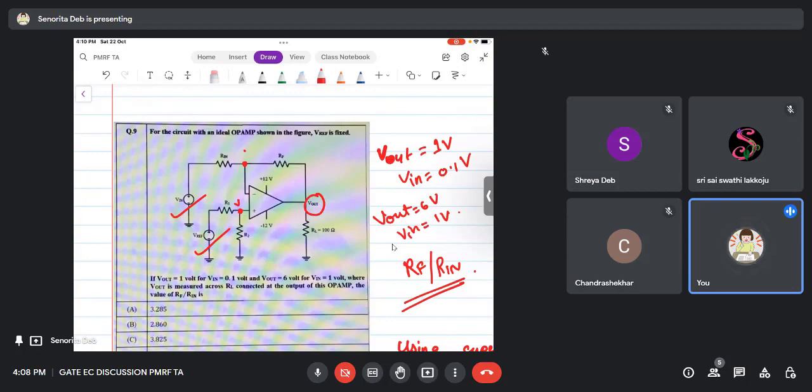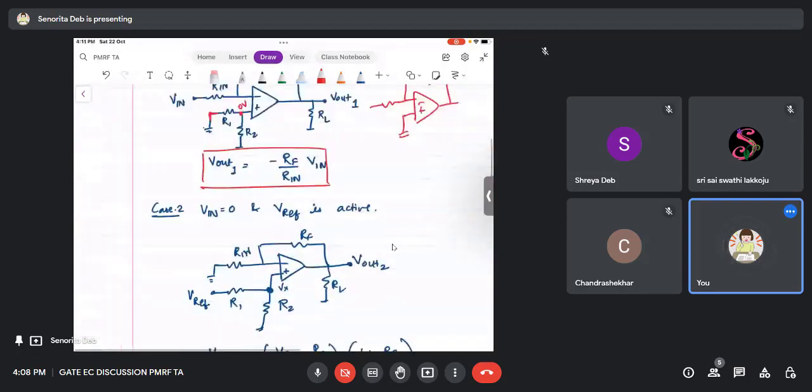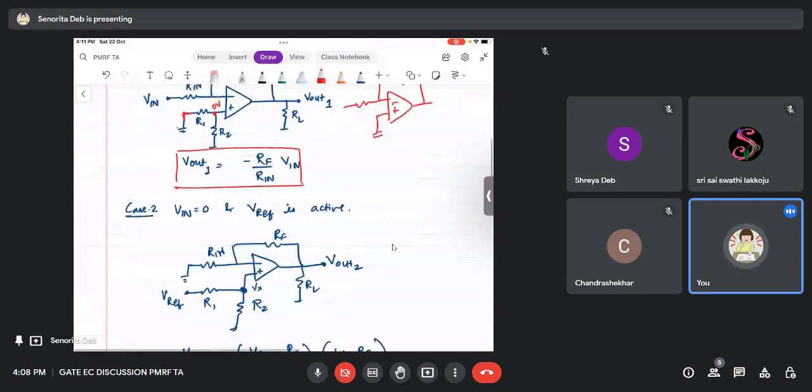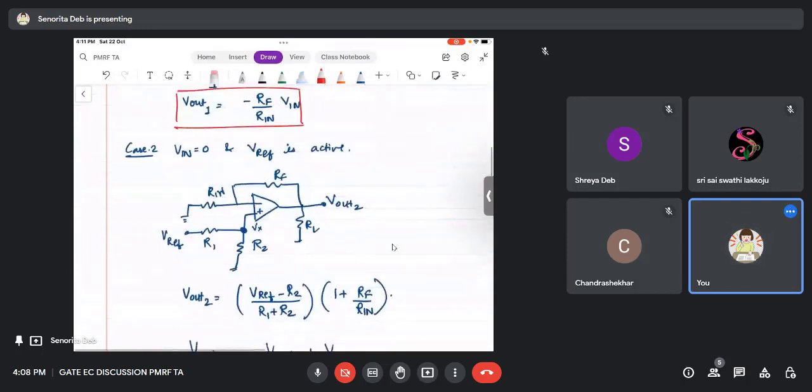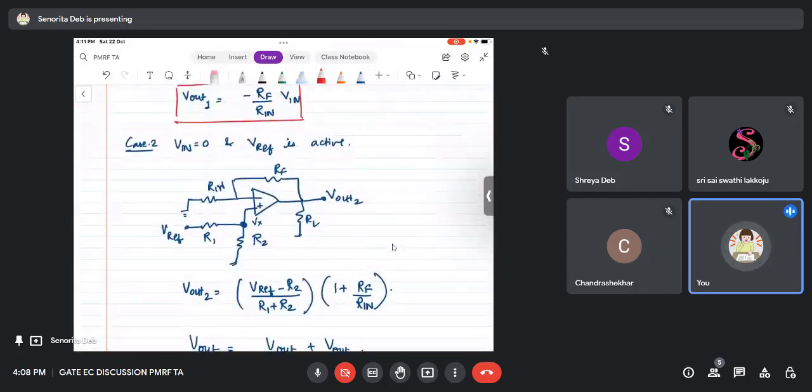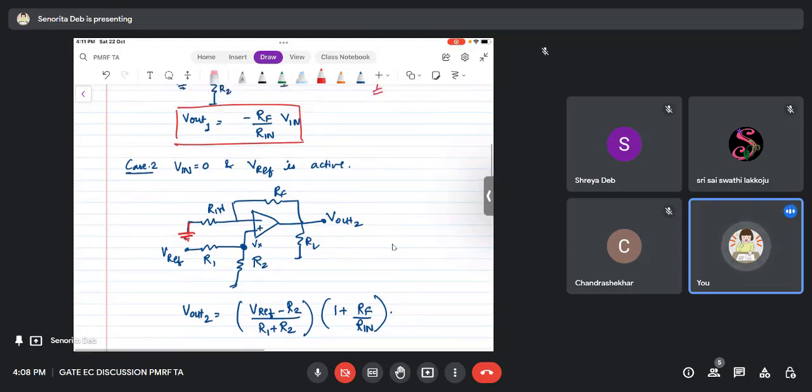Okay. So now let's start again. So Vout1 we have found, which is purely due to Vin, right? Now case 2 is when Vin is 0 and Vref is active. Now you see that when Vref is active, Vin is 0, I have grounded this node, and Vref is active, right? So this is now a non-inverting amplifier, right?